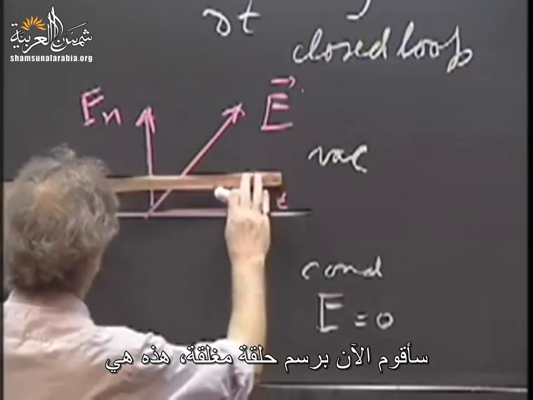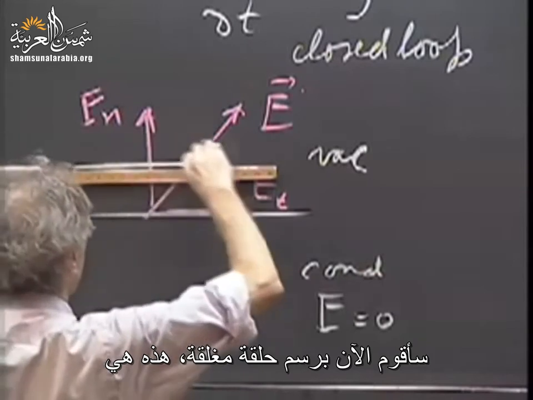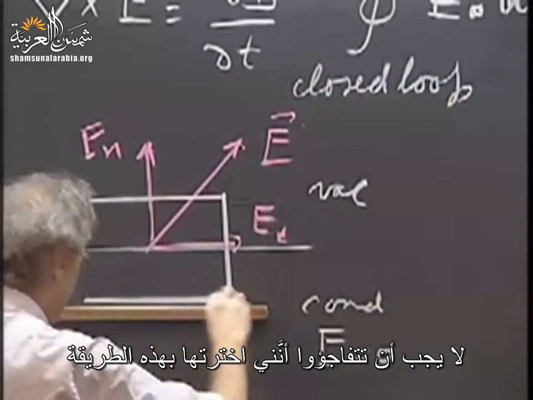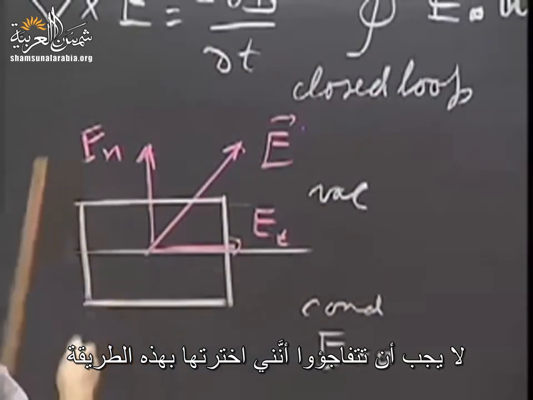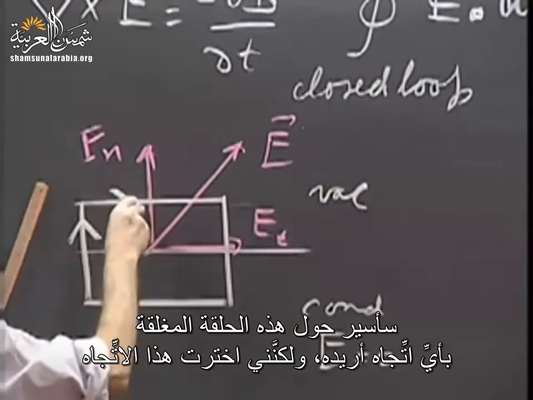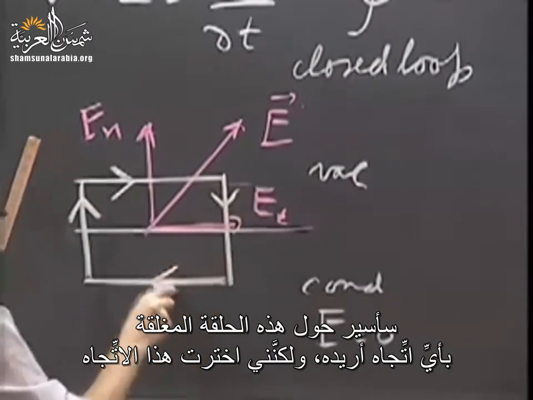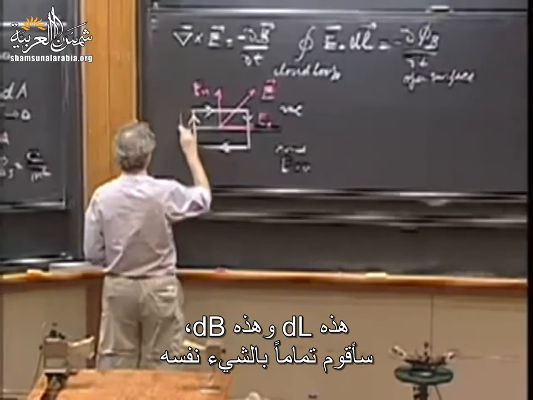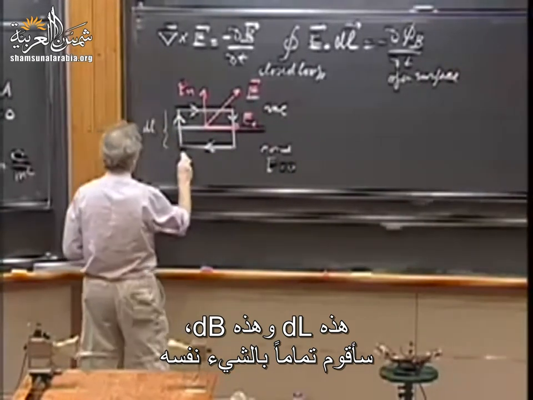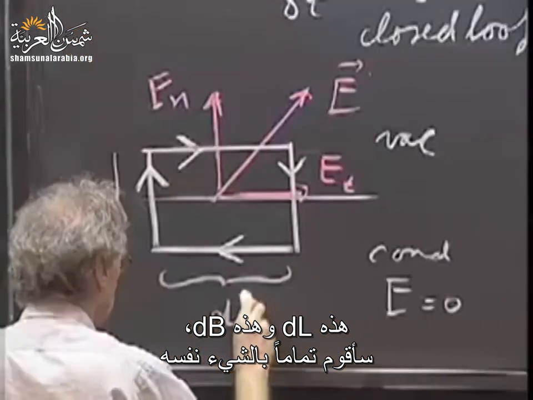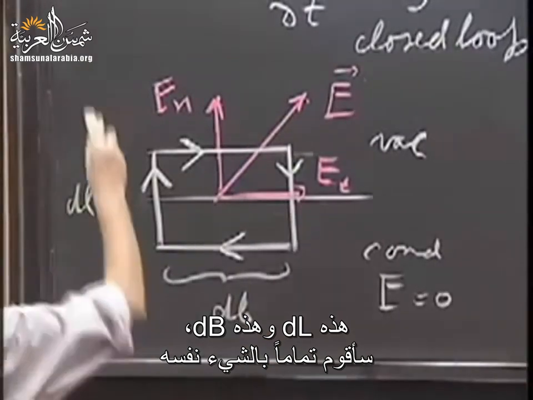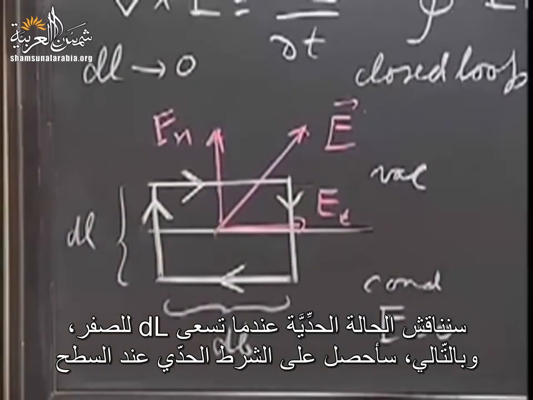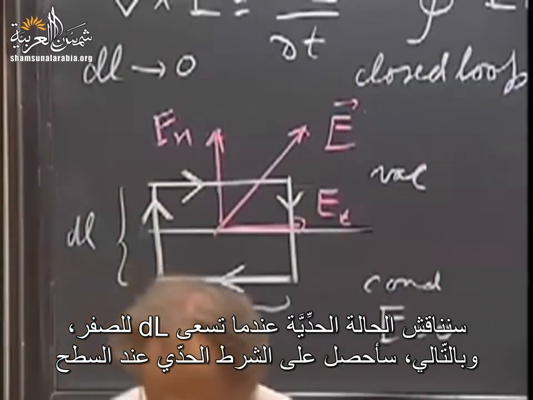Now I'm going to make a closed loop. This is my closed loop. Shouldn't surprise you that I choose it this way. And I'm going to march around this closed loop in any direction that I want to, but I chose this direction. It makes no difference which direction you choose. And let this be dl, and let this be dB. And I'm going to do exactly the same thing. I'm going to go in the limiting case when dl goes to 0, so that I get the boundary condition at the surface.